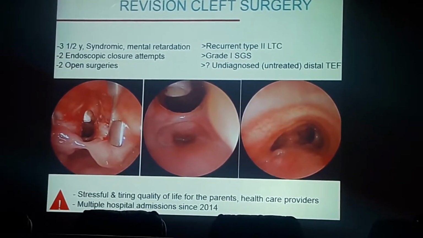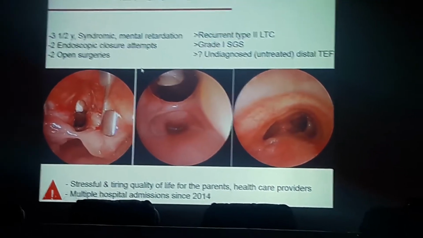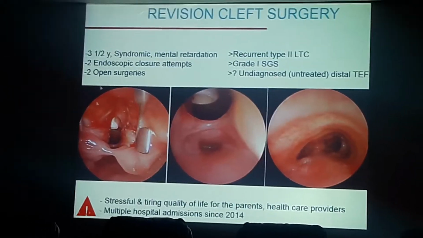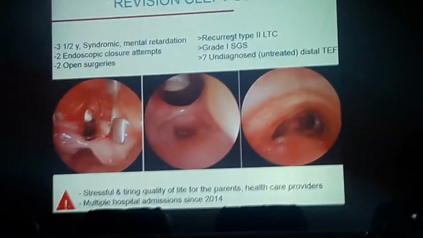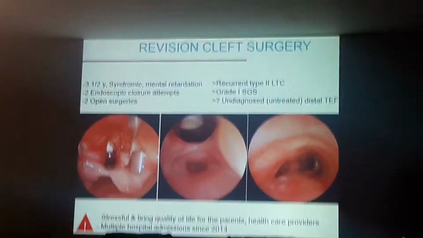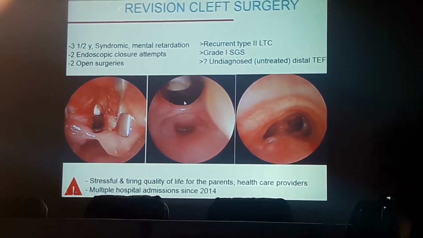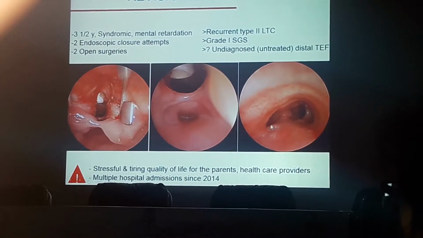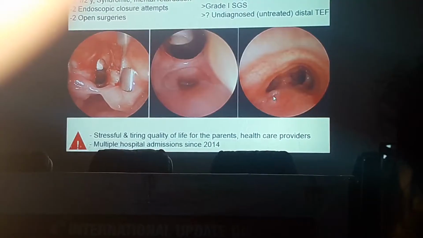So this is a child who's coming from Austria, 3.5 years, syndromic, mentally retarded. She has had multiple surgeries in other countries, endoscopic and open surgeries, etc. And now she actually has a recurrent type 2 laryngotracheal cleft. She has a grade 1 subglottic stenosis, which is secondary to surgery. And in fact, you can see here that there is an undiagnosed, untreated distal tracheoesophageal fistula.